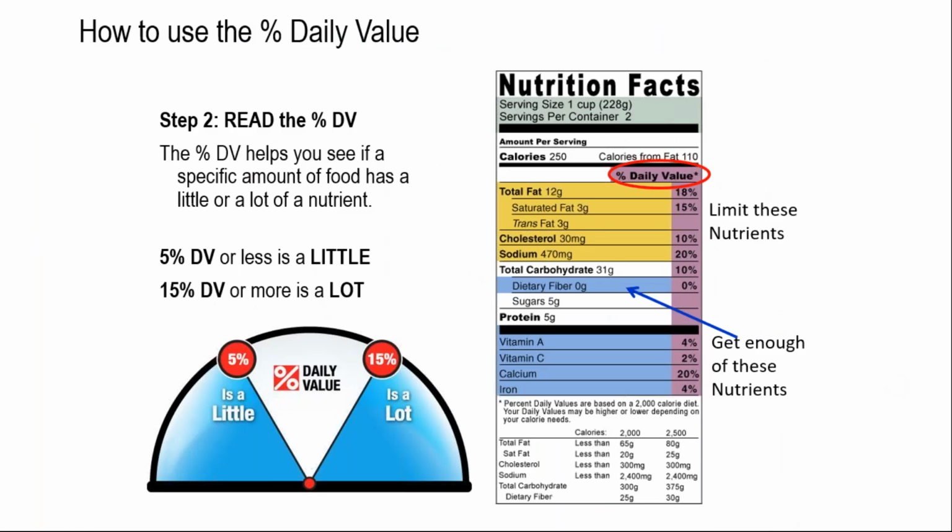Now, how to use the percent daily value when this is given. If you are getting 5% or less of the daily value, that is too little. And if you are getting 15% or more of the daily value just from that single food, that is a lot.